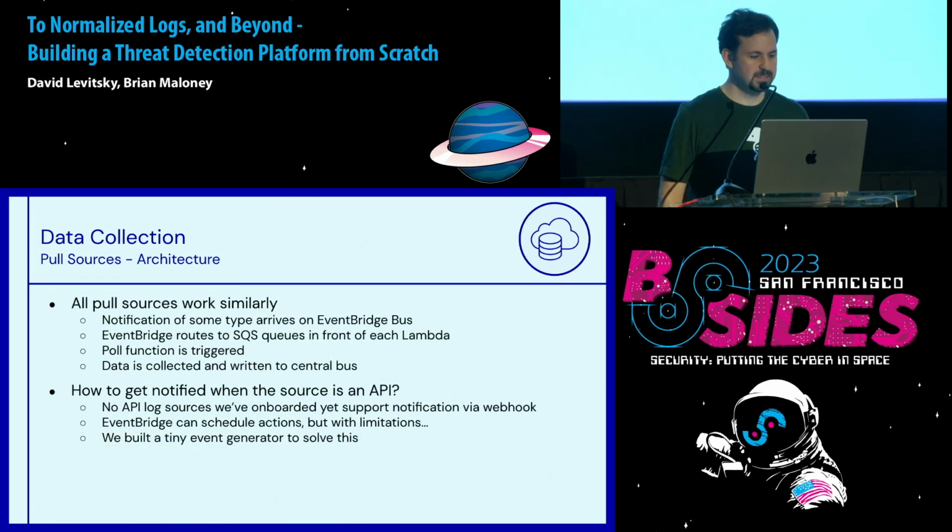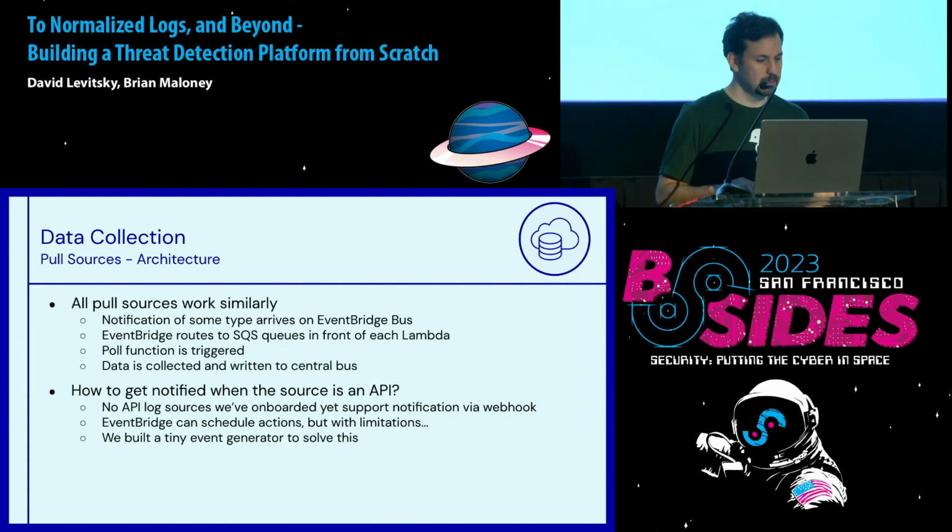So for pull sources, the architecture is kind of similar for all pull sources. One way or another in our architecture, a notification of data will arrive on an EventBridge bus, and that will route to an SQS queue, which is in front of an input Lambda. The reason we use SQS queues instead of going directly from EventBridge to Lambda is because SQS queues allow your Lambdas to run synchronously and give you some retry benefits.